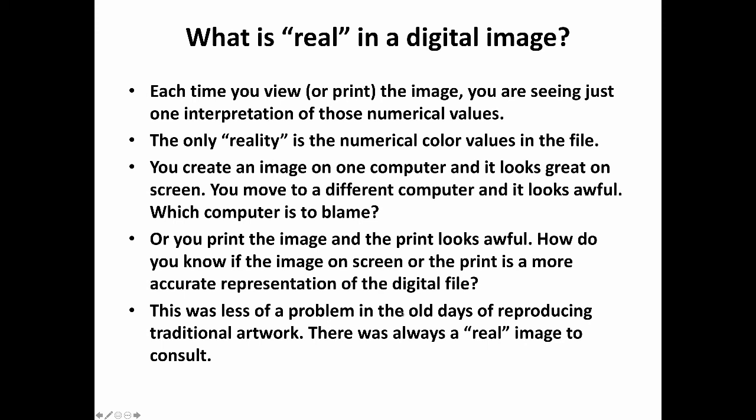So it turns out that the only thing that is real in a digital file, the only thing that is consistent when you copy that file and move it from one computer to another, are the numbers that are stored in that digital file, the numerical values of RGB. That's the only thing that's consistent when you move that file from one computer to another, when you display it on different monitors or print it to different printers.